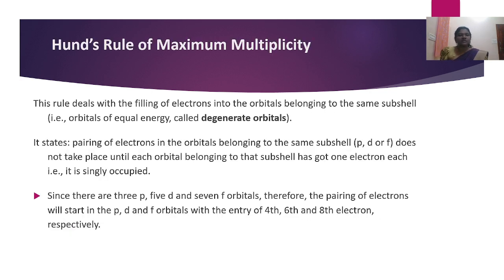The third one is Hund's rule of maximum multiplicity. This rule deals with the filling of electrons into the orbitals belonging to the same subshell. Orbitals of equal energy are called degenerate orbitals. What are degenerate orbitals? Orbitals of equal energy. For example, this is the p orbital: px, py, pz. All these orbitals are called degenerate orbitals.